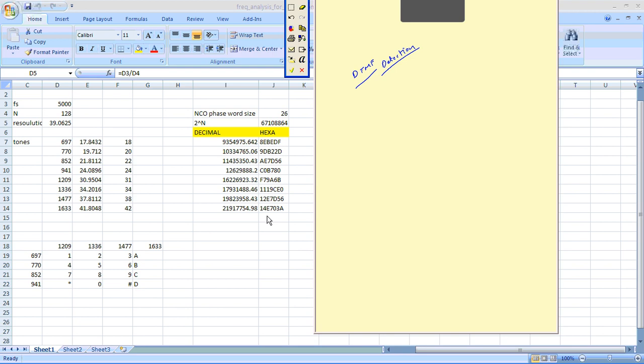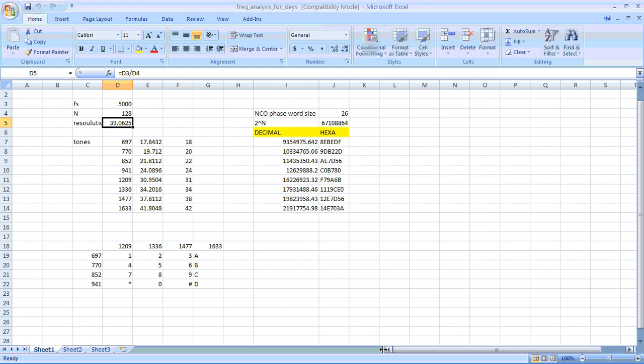We will now discuss how FFT is useful for DTMF detection, and if you are using FFT for DTMF detection, what limitations there are. Let us discuss them. But before that, we should look at the list of the frequencies.